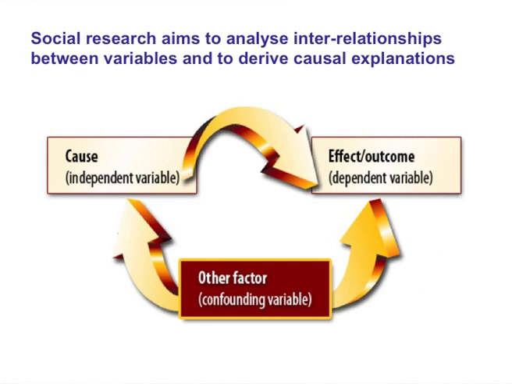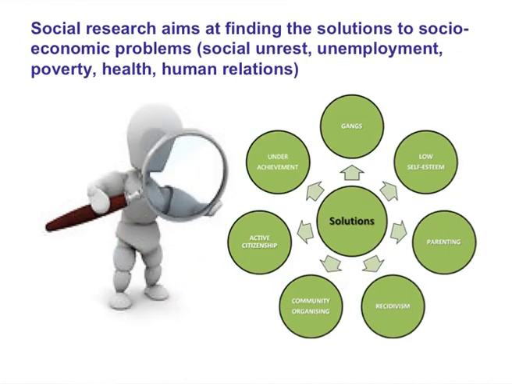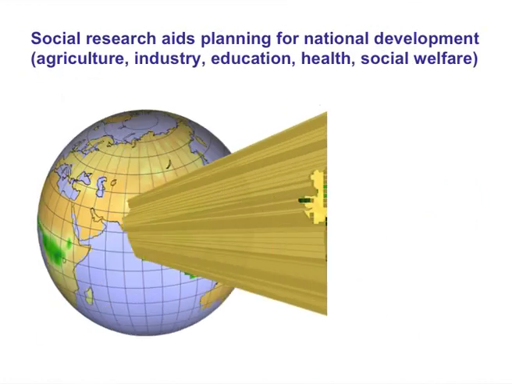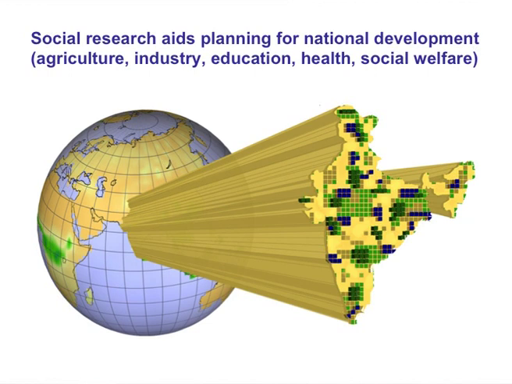Sixth one, social research aims to analyze interrelationships between variables and to derive causal explanations, and thus enables us to have a better understanding of the world in which we are living. Seventh one, applied social research aims at finding solutions to problems, socio-economic problems such as social unrest, unemployment, poverty, health problems, human relation problems in organizations, and so on. Eighth one, it aims at developing new tools, concepts and theories for a better study of unknown phenomena. Ninth, social research aids planning and thus contributes to national development.